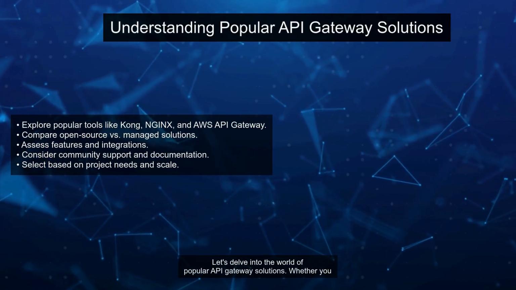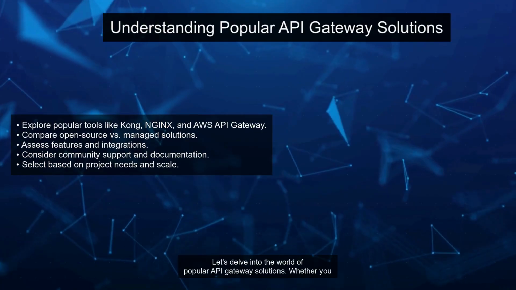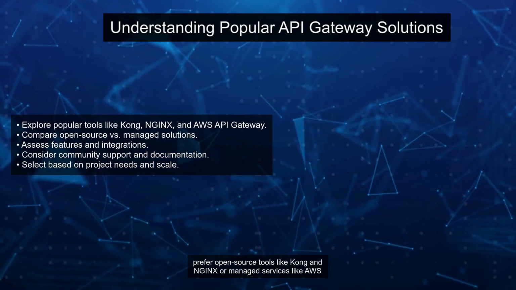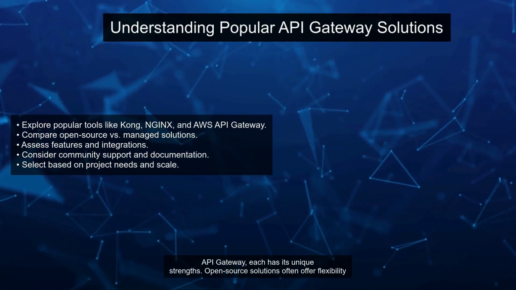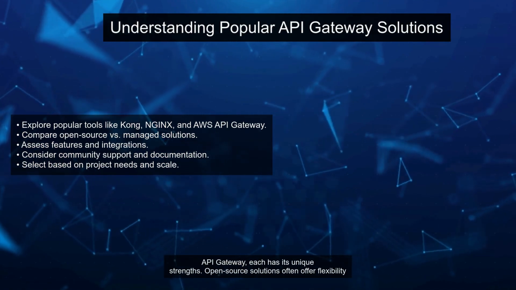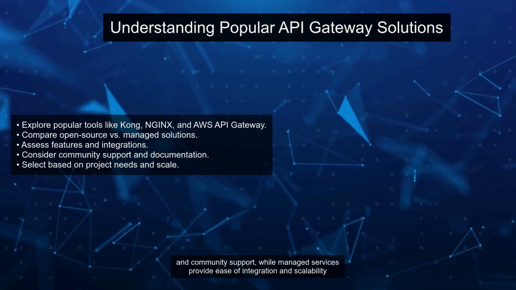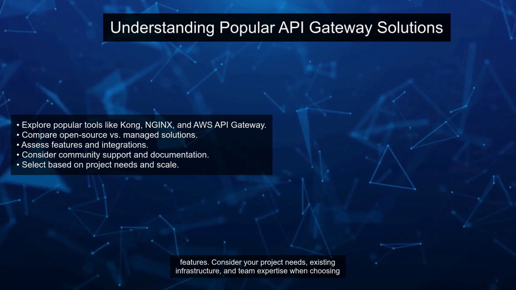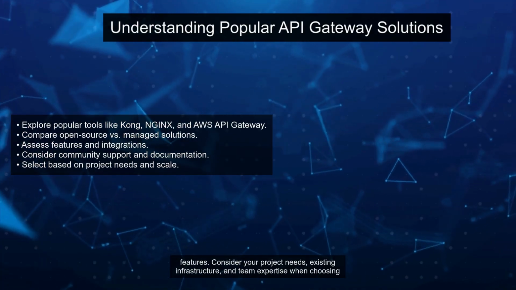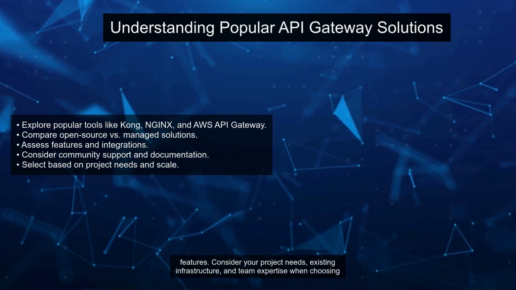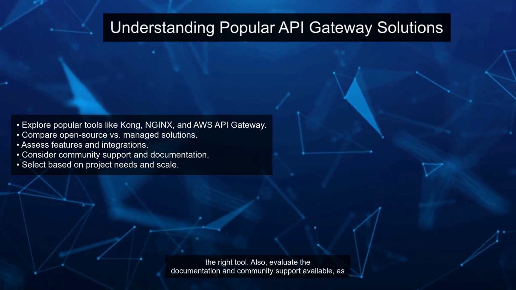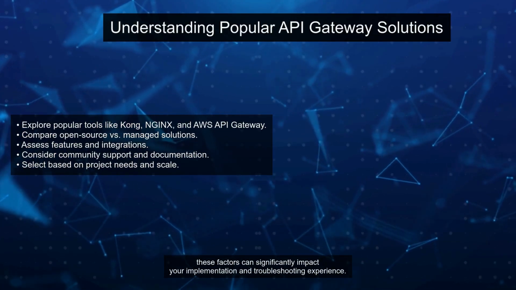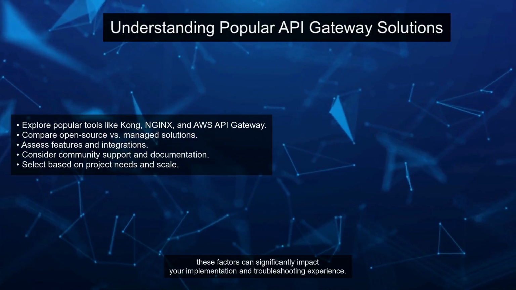Let's delve into the world of popular API gateway solutions. Whether you prefer open-source tools like Kong and Nginx or managed services like AWS API Gateway, each has its unique strengths. Open-source solutions often offer flexibility and community support, while managed services provide ease of integration and scalability features. Consider your project needs, existing infrastructure, and team expertise when choosing the right tool. Also, evaluate the documentation and community support available, as these factors can significantly impact your implementation and troubleshooting experience.